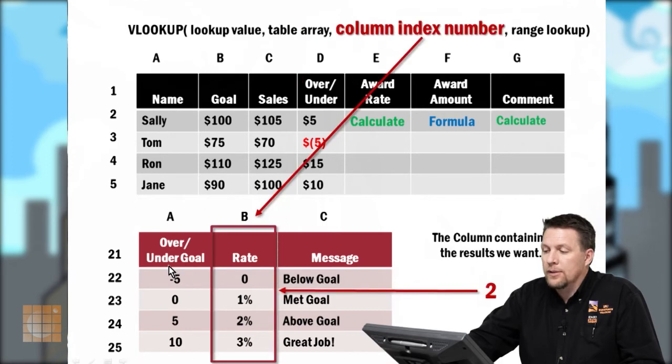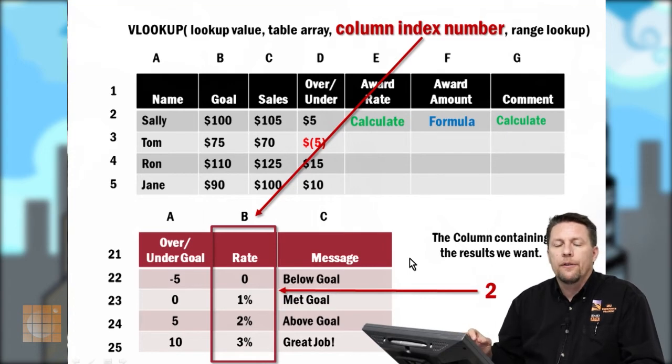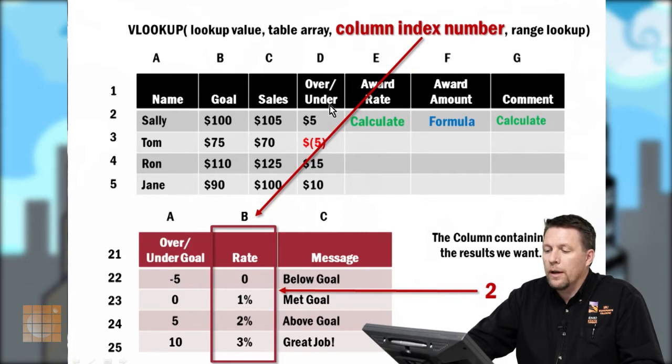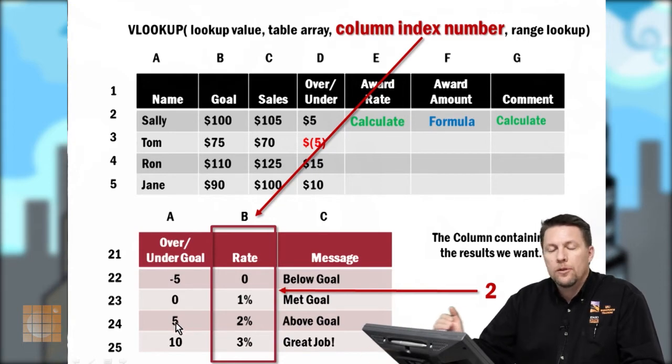The next is the column index number. This is the column that contains the information we want returned from our formula. With our formula, we're going to want to see how much over or under they are with their sales goal, and we're going to compare that to the first column in our table. So when Excel finds the match, like in this first one, it's $5, it'll find the match here in row 24, and then because we're telling it we want to find the information in column 2 of our array, it will return this 2% rate. So that's what that is.